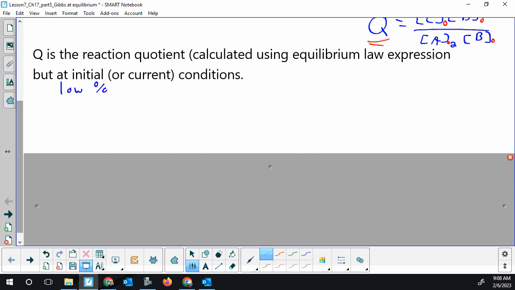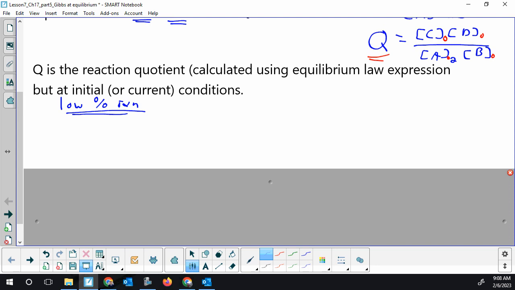What if you have a low percent reaction? So if you have a low percent reaction, you're not going to have much C or D. You're going to have very little product, so Q is going to be quite small, and it's going to be much less than 1. Often we looked at whether Q's were bigger than 1 or less than 1. We're not going to do the exact same thing, but still think of small as being a small decimal.